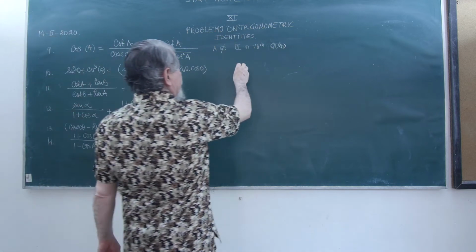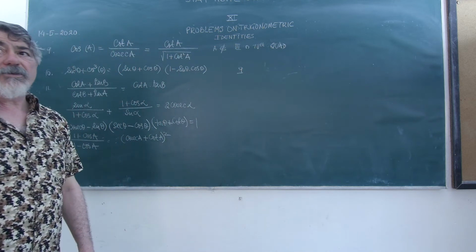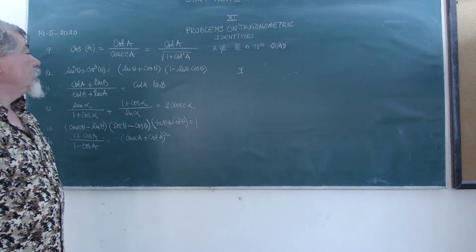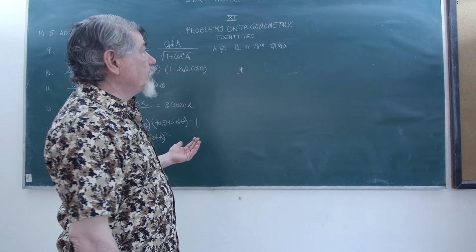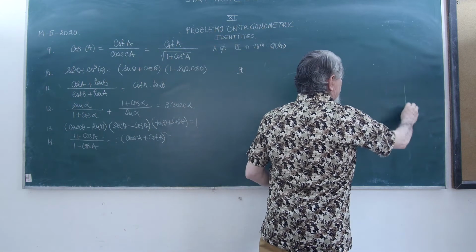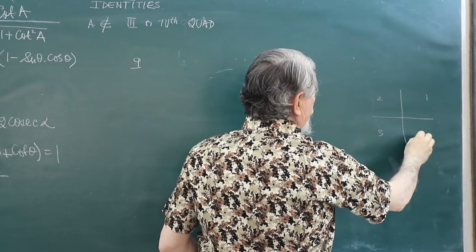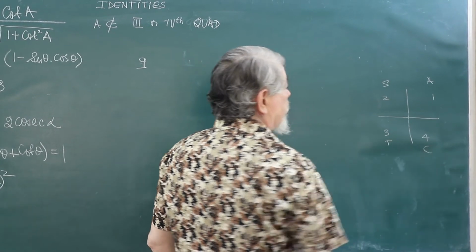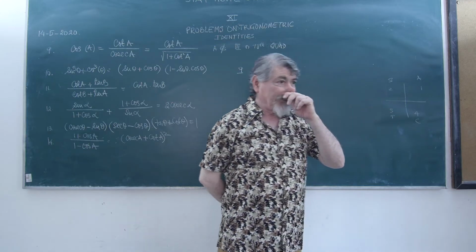Now, question number 9. He says A does not belong to the third and fourth quadrant. What does it mean when he says it does not belong to? That means it belongs to the first and second quadrant. It doesn't belong to the third and fourth quadrant; it belongs to only the second and first quadrant.